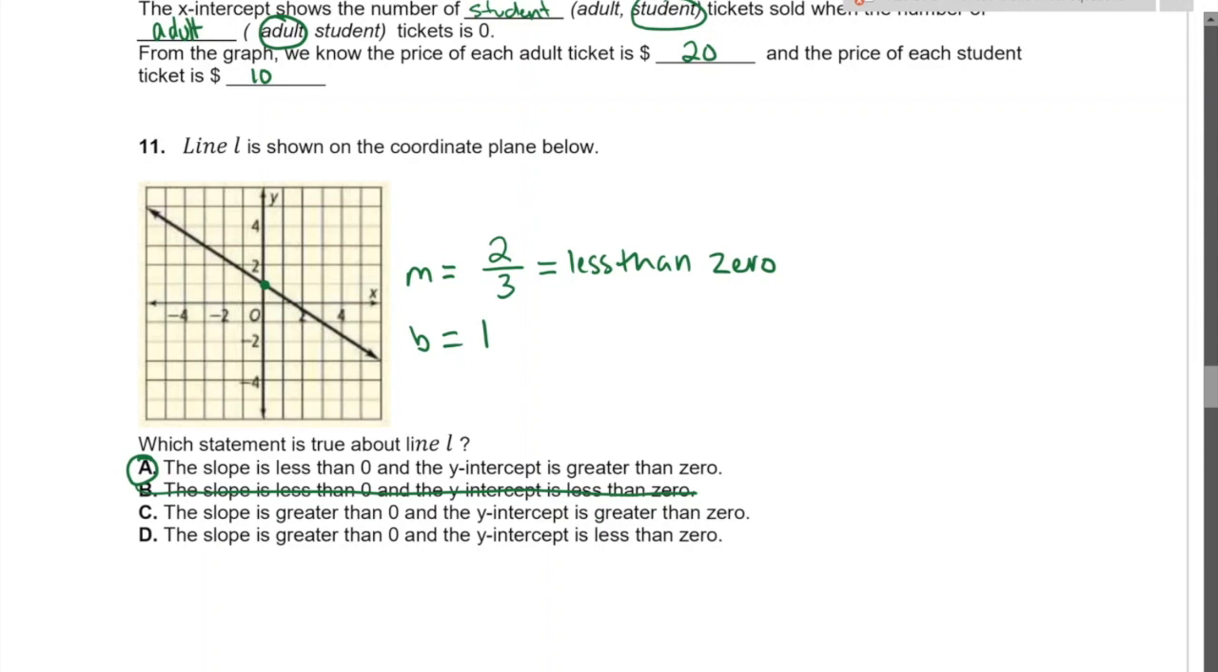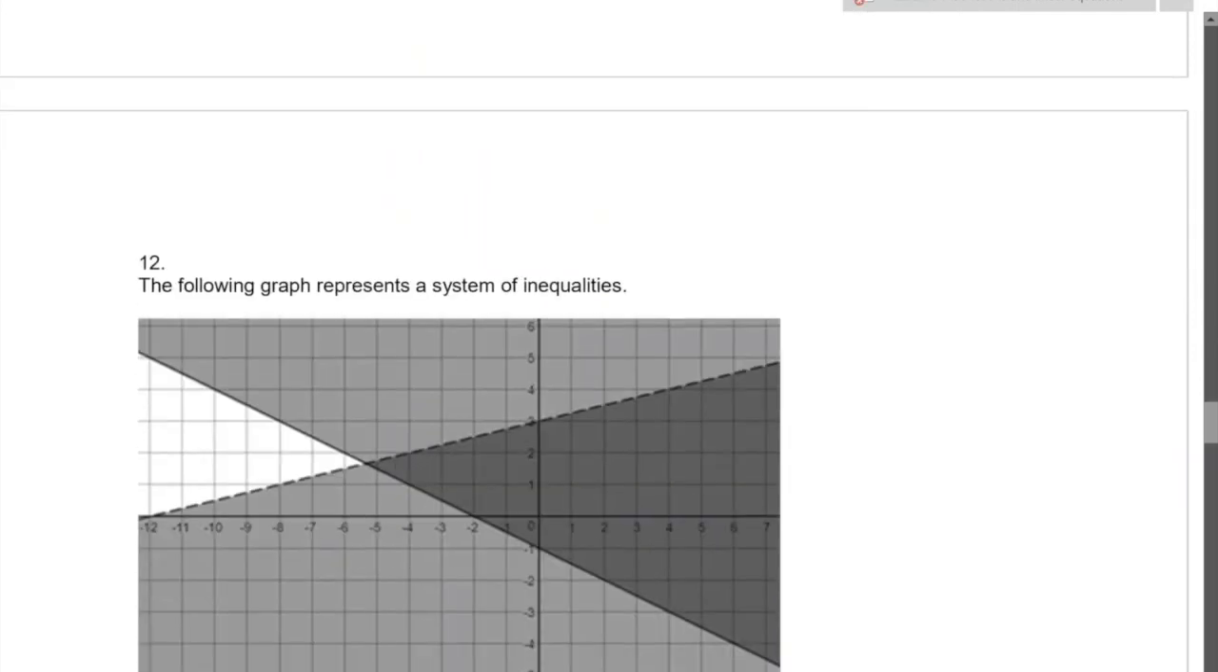The slope is greater than 0. Well, no, that's not true. The slope is greater than 0. That's also not true. So A is the correct statement. Let's move on to 12.